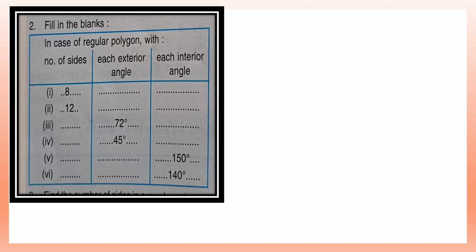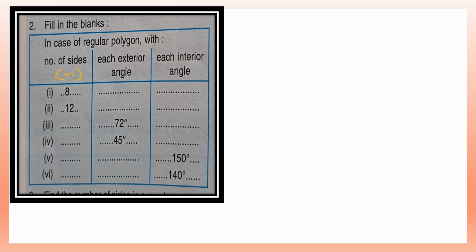Question 2. Fill in the blanks. We have a table here and there are some blanks given. We need to fill it up. Let's read the question. In case of a regular polygon with number of sides, if the sides are given, find the exterior angle and the interior angle. If the exterior angle is given, find the sides and the interior angle. If the interior angle is given, find the number of sides and the exterior angle. Now number of sides is n.